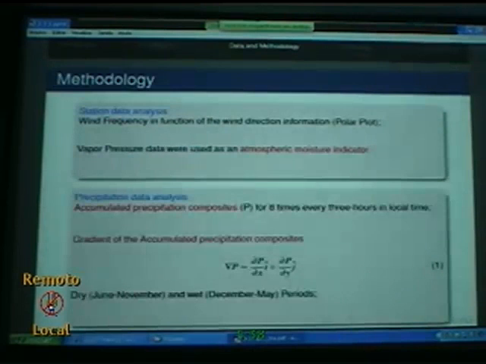In the methodology, we made wind frequency polar plots. The polar plot shows wind frequency as a function of wind direction. We used vapor pressure as a moisture indicator. For precipitation, we made composites in 8 times, every 3 hours in local time, and we made the gradient of accumulated precipitation. We made this analysis for dry and wet periods.